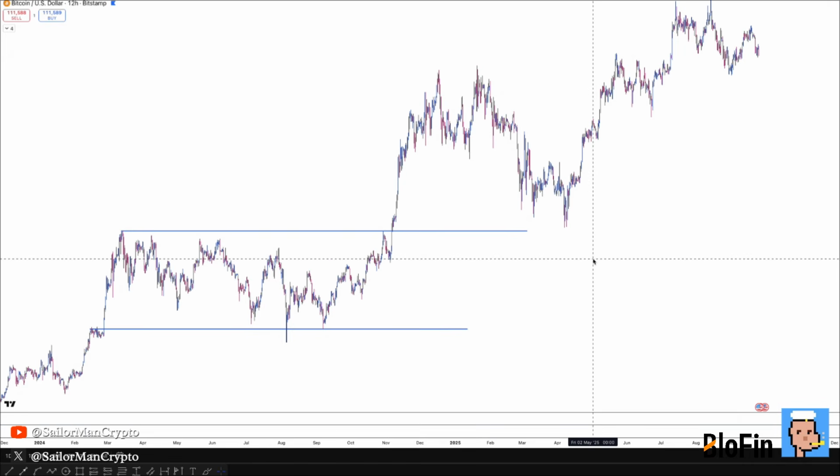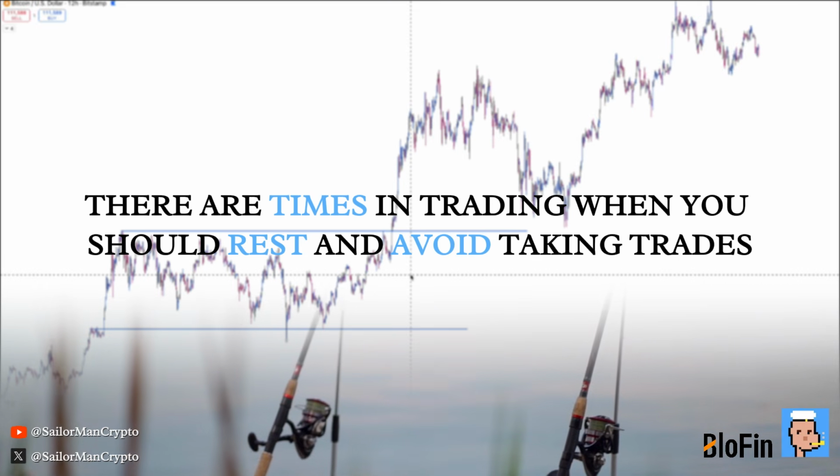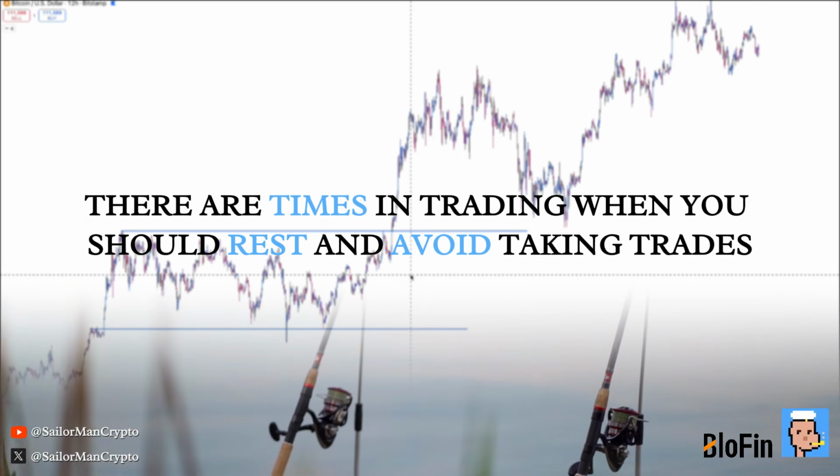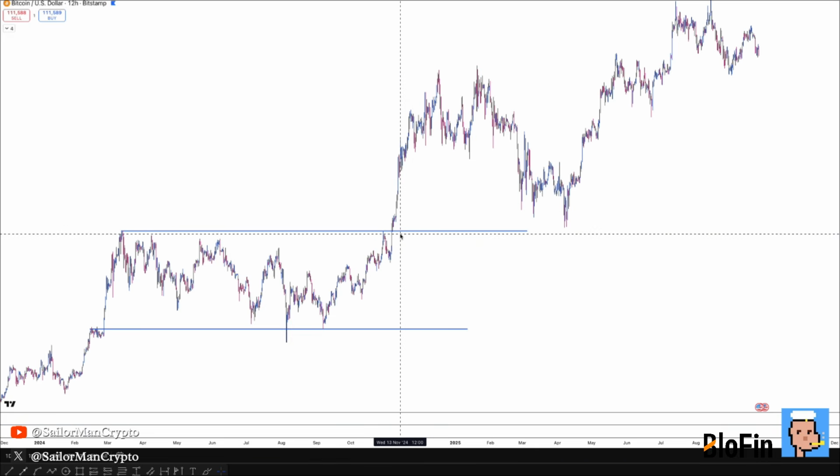So there is a time to go long, there is a time to go short, but there is also a time in trading when you have to go fishing. So by mapping levels of interest, you will know when you want to get into action and when you simply want to go fishing or sailing or whatever you like to do in life.